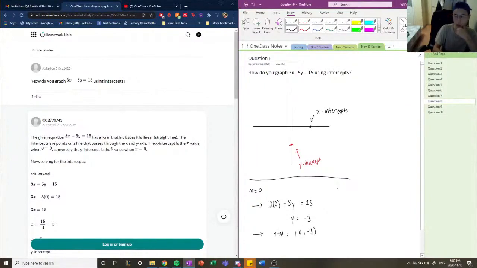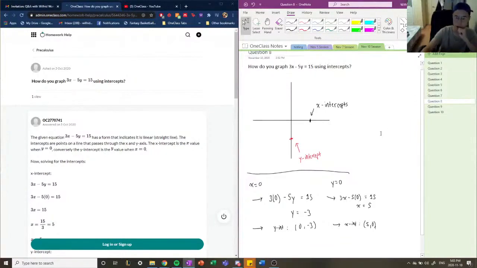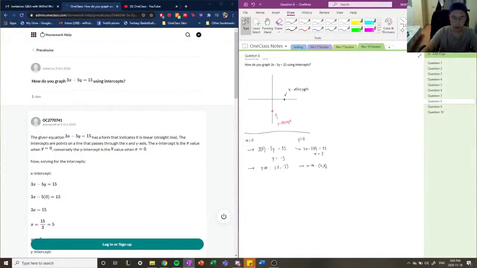So what about our x-intercept? Our x-intercept is when y equals 0. So we have 3x minus 5 times 0 equals 15, and we can solve for x, which equals 5. So now we know that our x-intercept is 5, 0. Now we can graph our line with this information.